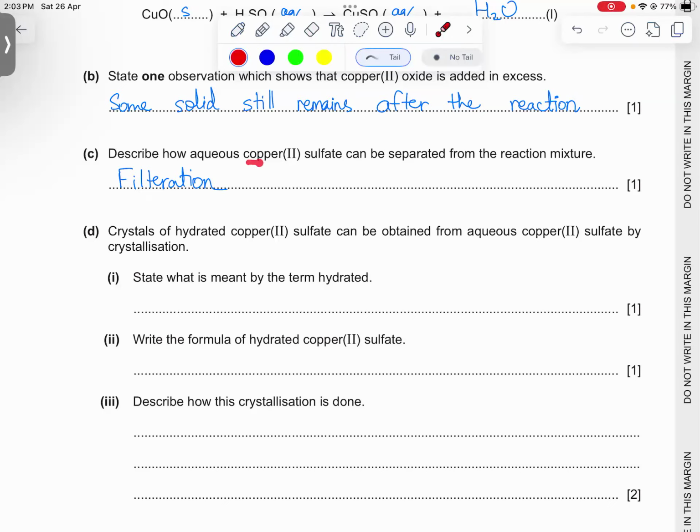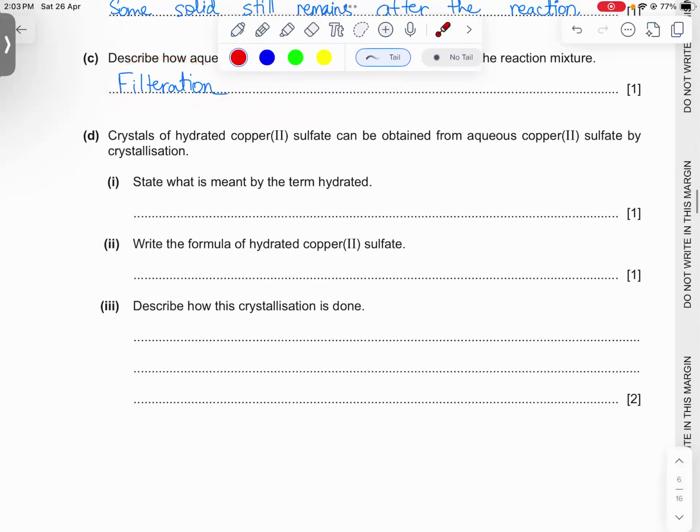We were trying to separate out copper 2 sulfate crystals, but in this question you were not supposed to separate copper 2 sulfate crystals. You were supposed to separate aqueous copper 2 sulfate from the reaction mixture, meaning from the copper oxide. All right, so it should be filtration.